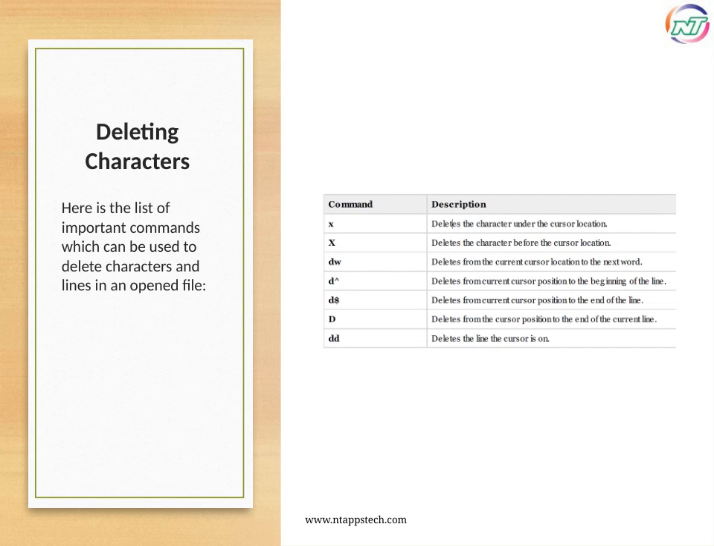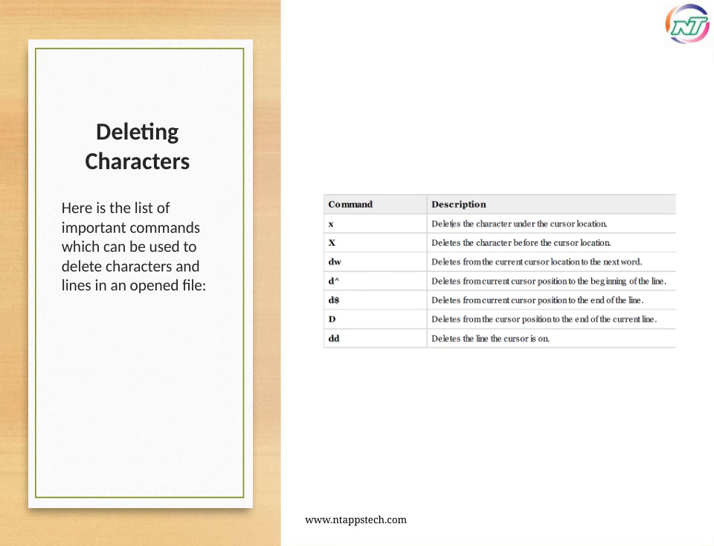When working in command mode in VI, there are several useful commands for deleting characters or lines that help you quickly clean up text without switching to insert mode. For example, pressing x deletes the character right under the cursor, which is handy if you just want to remove a single unwanted letter. If you want to delete the character before the cursor, you can use uppercase X. To delete from where the cursor is to the start or end of a line, you have commands like d0 and d$. These save time compared to deleting characters one by one.